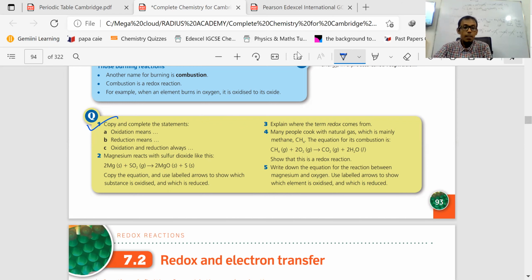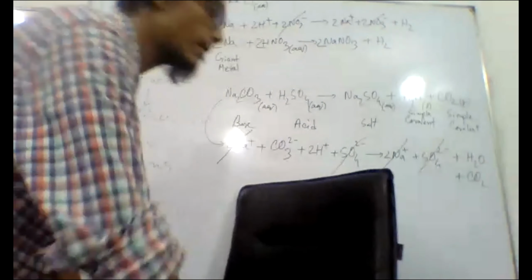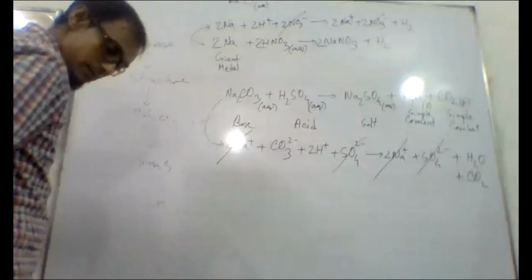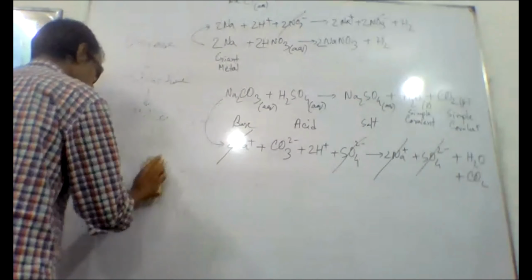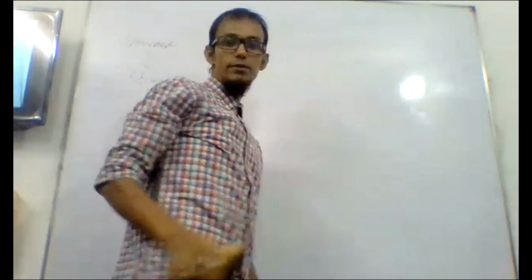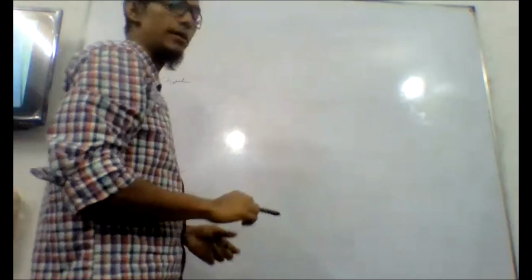Okay, fine. Number 2, magnesium reacts with sulfur dioxide like this. Copy the equation and use labelled arrows to show oxidation and reduction. So let us see. We have seen many oxidation reduction reactions in our last class. Still, we will see more, and I want you to master these concepts. Follow number 2.